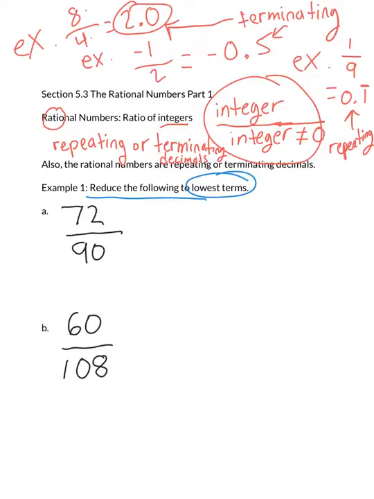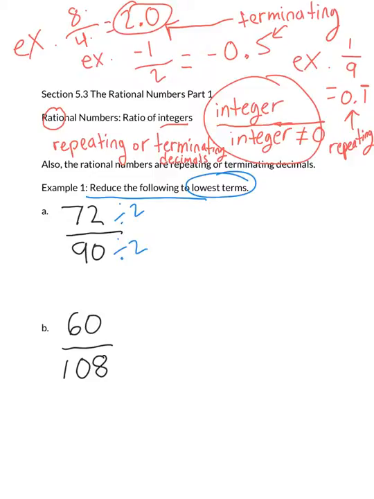Another option, if you're doing this longhand, is to just keep dividing whatever number goes into 72 and 90. Whatever number goes into those numbers besides 1, just keep chipping away at it. So like for example, I could say, well, 72 and 90 are both even numbers, so I can divide them both by 2.